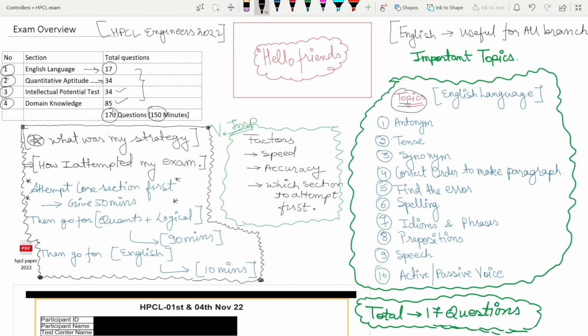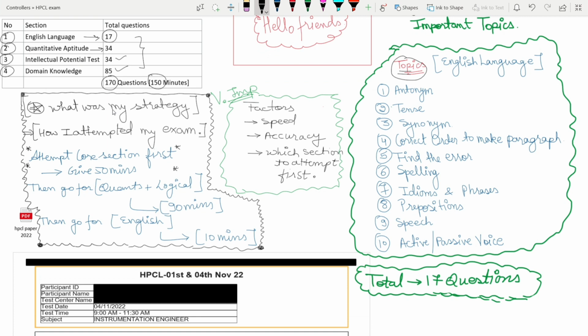Okay, so the English language, first we have antonyms, then we have the use of tenses, synonyms, correct order to make paragraph, error finding, spelling, idioms and phrases, prepositions, speech, active and passive voice. So from these 10 topics, you can see generally 17 questions come. So once you read and have a proper concept of these 10 topics, you can easily score 15 plus marks over here. Okay, so these are the 10 important topics for the English language as far as this HPCL exam is concerned.